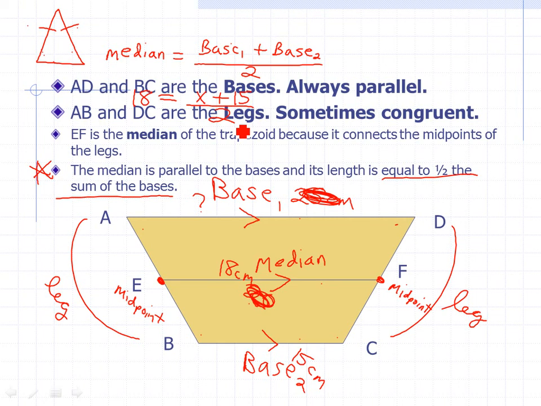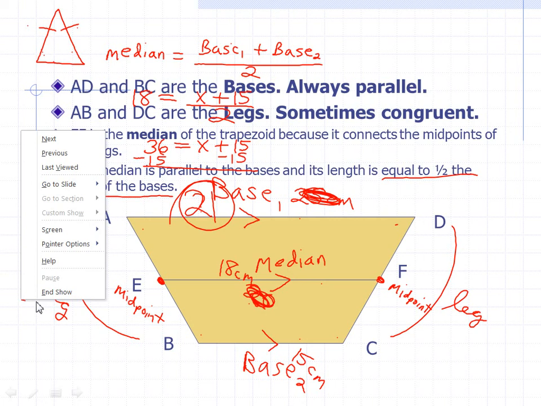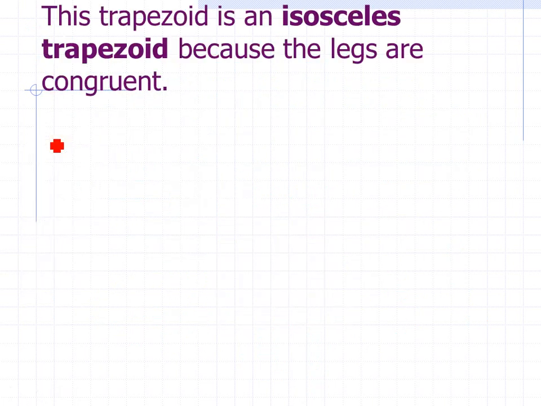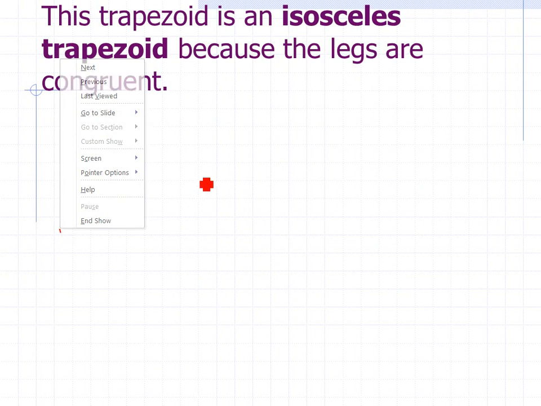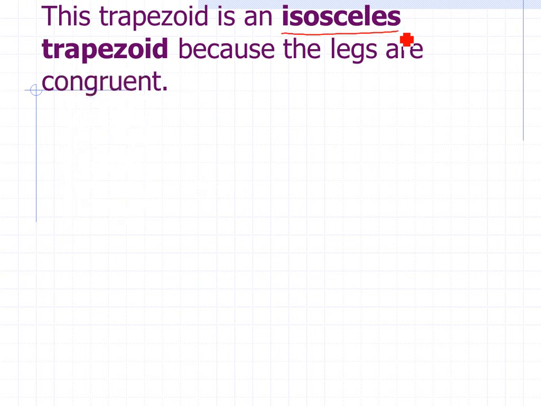Let's try it up here. What's 2 times 18? 36. X plus 15, what do I do there? Subtract 15. 21. What's x? So that base would be 21. So make sure you got that formula down. Next, just write this down. That's all you gotta write down.